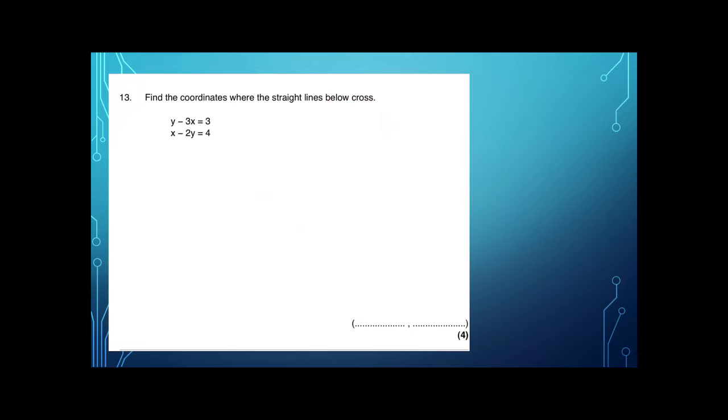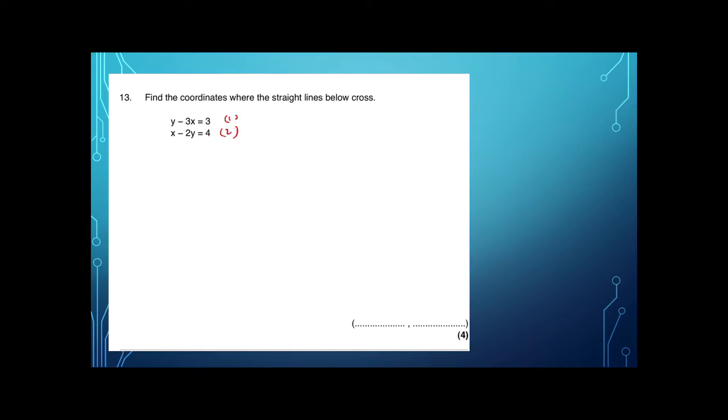Okay, find the coordinates where the straight lines below cross. So when you're solving simultaneous equations, if you were to draw the two lines, if they intersect, the place where they intersect is the values of x and y that you get. Okay, you can label this equation 1, this equation 2.